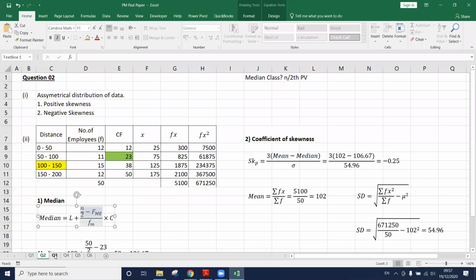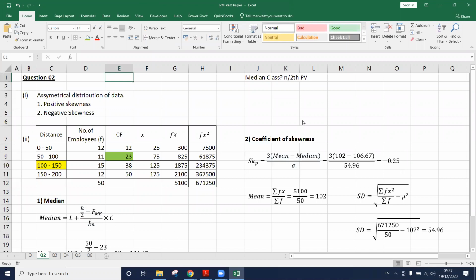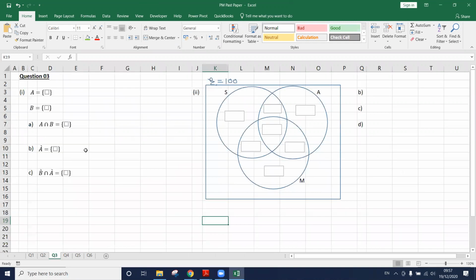Right. Can we move to question number 3? Is there a question? Question number 2 wala. No. Right. So we'll move to question number 3.